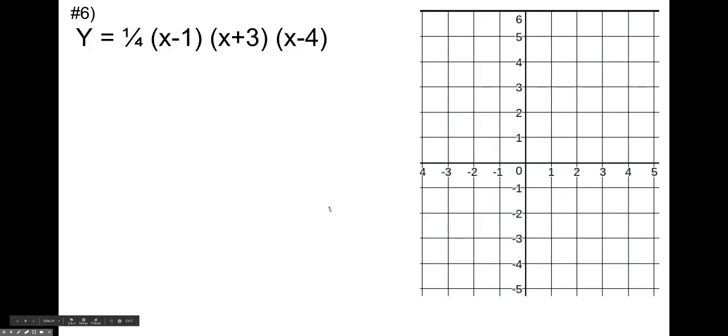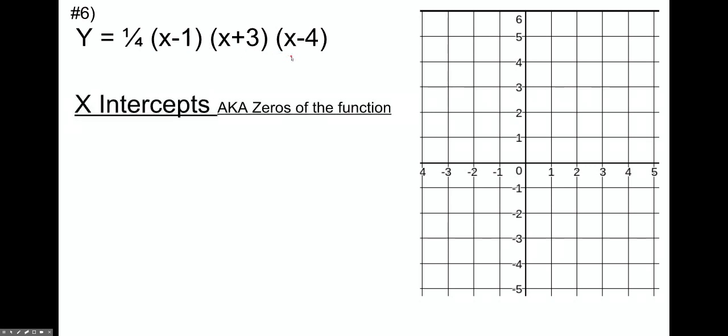All right, next problem. Again, pause this video and try it on your own. Here goes. First step, recognize that this is 3 x's. So that means it's a degree of 3. It's going to have that S shape. The x-intercepts are going to be, you ignore the 1/4, and then you focus your attention here. X equals +1. X equals -3. Switch the signs. X equals +4. These are your 3 x-intercepts.